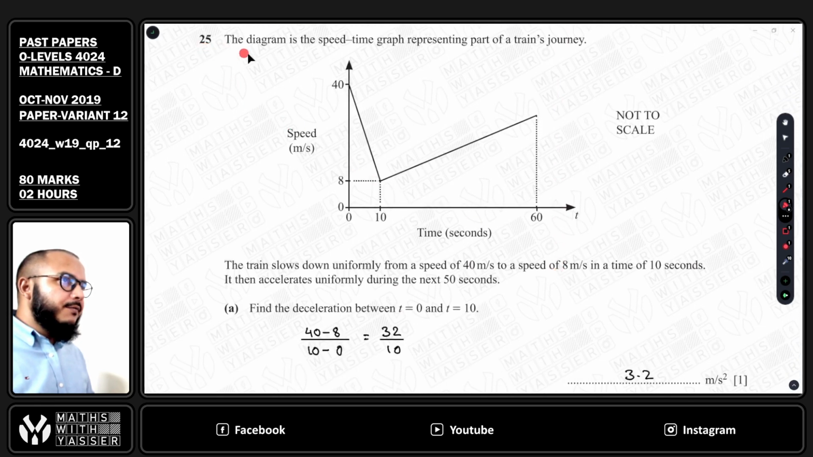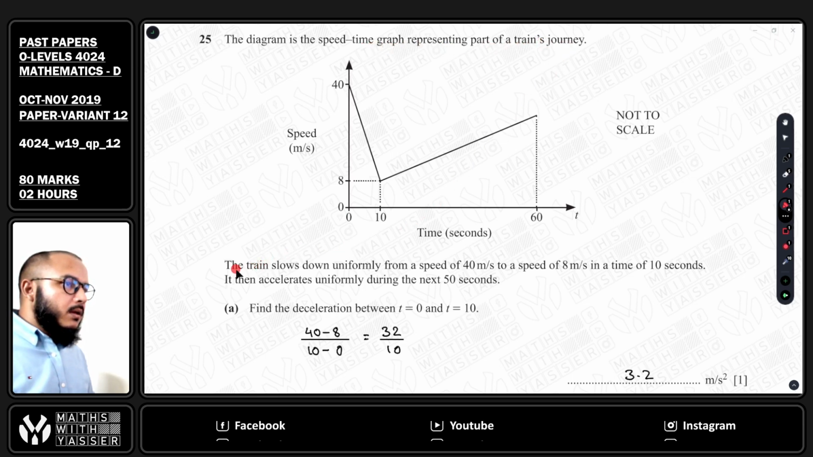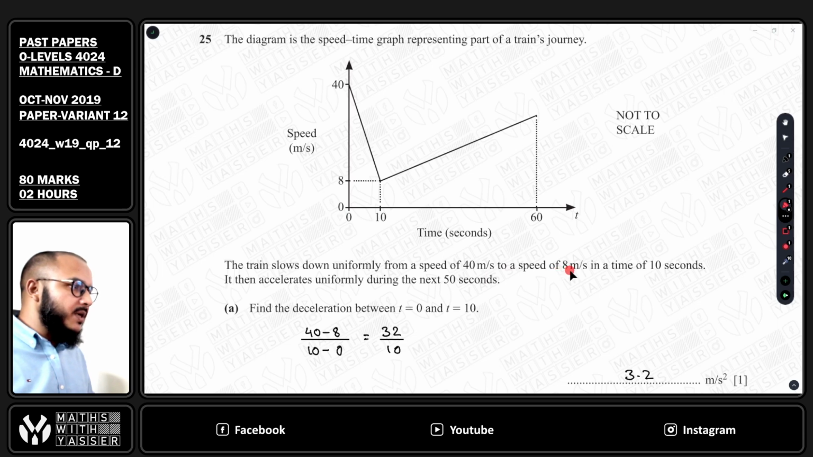Question number 25. The diagram is the speed time graph representing part of a train's journey. The train slows down uniformly from a speed of 40 meters per second to a speed of 8 meters per second in a time of 10 seconds. It then accelerates uniformly during the next 50 seconds. Find the deceleration between t equals 0 and t equals 10.